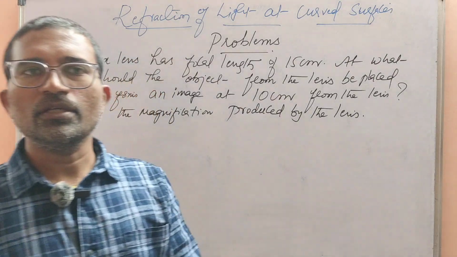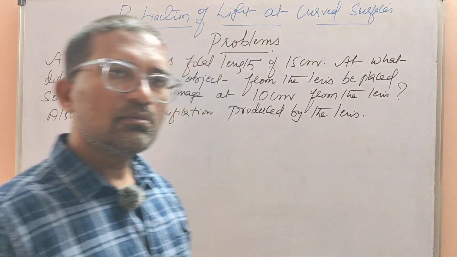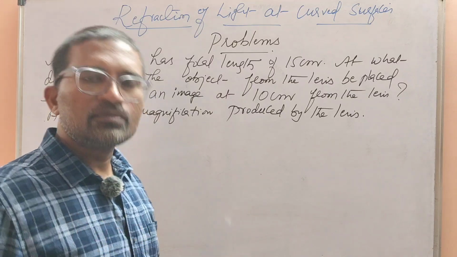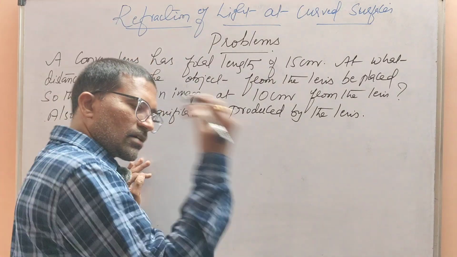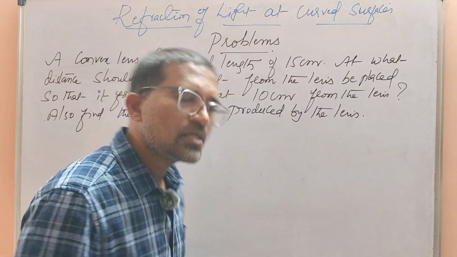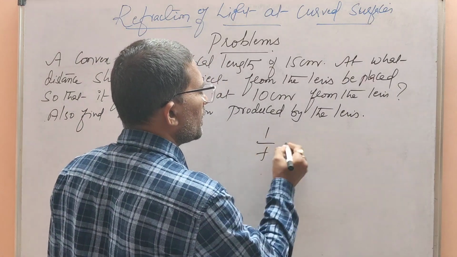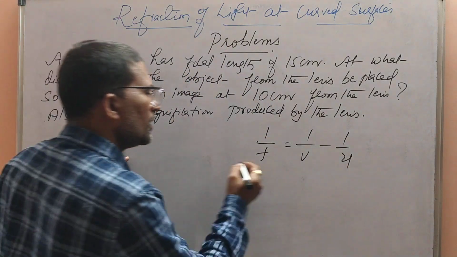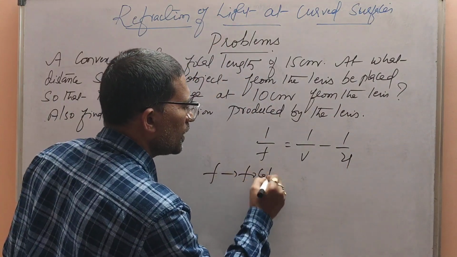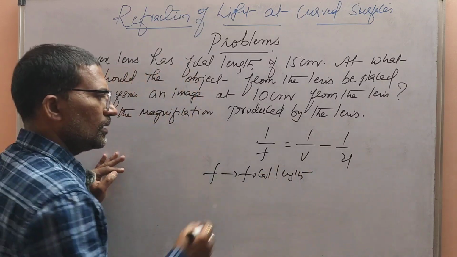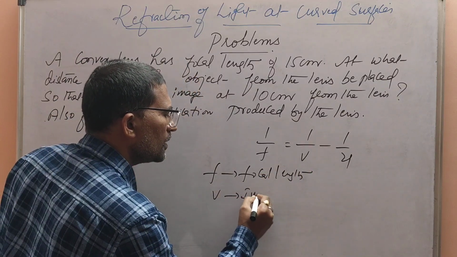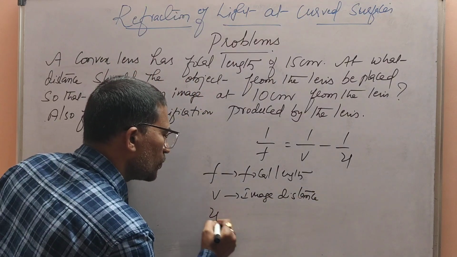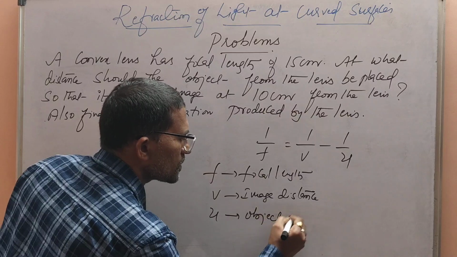Before we start this problem, we should have an idea about the lens formula and magnification formula in terms of lenses. Whether it is a concave lens or a convex lens, the lens formula will be 1 by f is equal to 1 by v minus 1 by u. You know well, here f is nothing but focal length, v is image distance, and u is object distance.